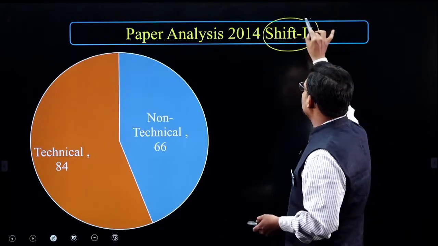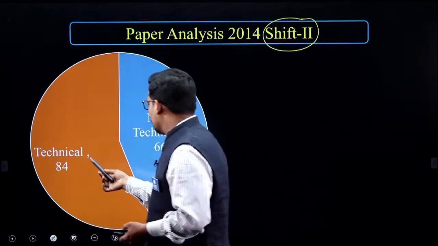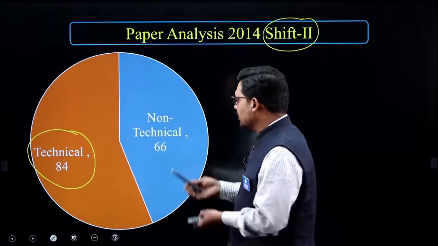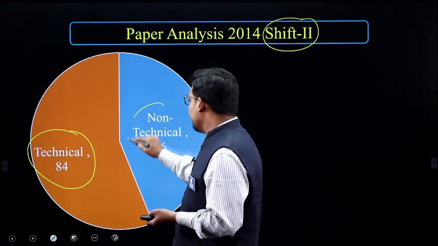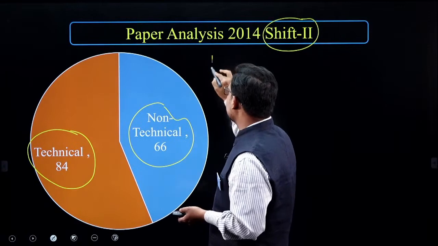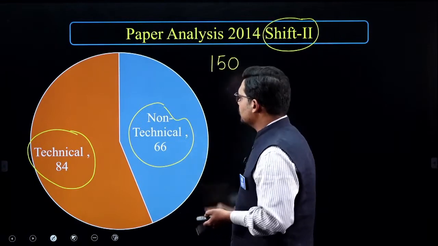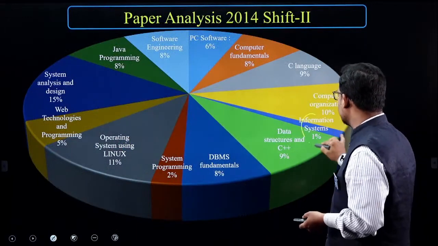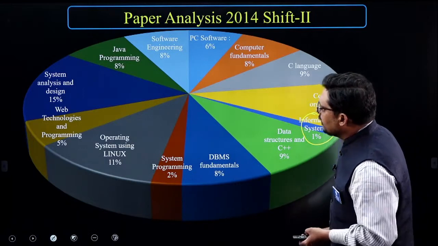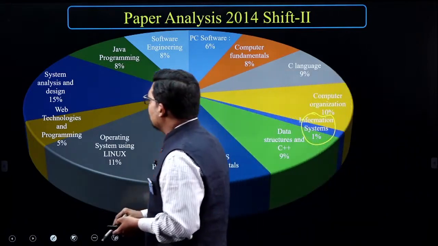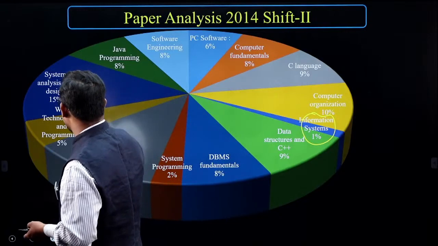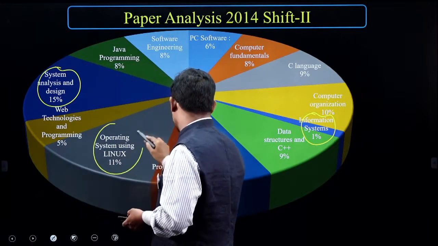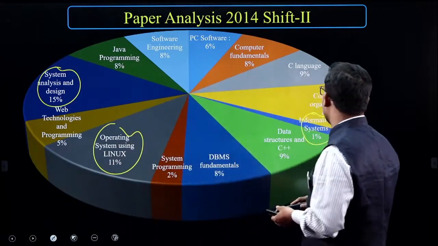Similarly, in shift 2, this paper says there are 84 technical questions, not 100, and we need to see the notification of that time, but since the paper is available, we can analyze it. Non-technical questions are 66, and this distribution is for the 150 questions. Analyzing the weightage, information system is still 1%, system analysis and design is 15%, and web technology and programming is 15%. Operating system is 11%, which is fixed.